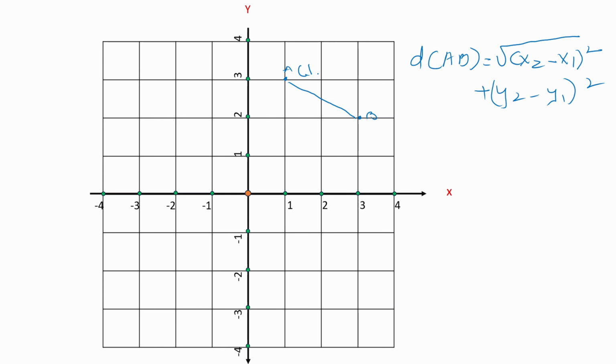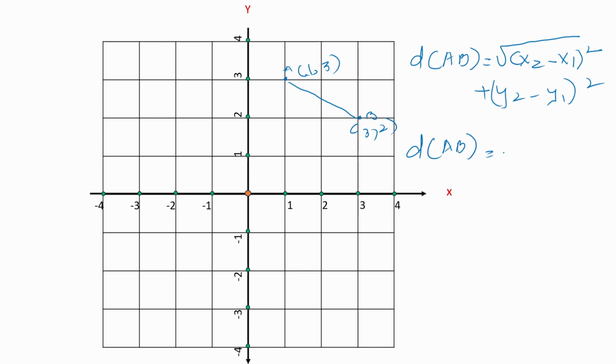The x coordinate, or x1, of this A point is 1, and the y coordinate is 3. Likewise for B, the x coordinate is 3 and the y coordinate is 2. Now you can calculate the distance between these 2 points.